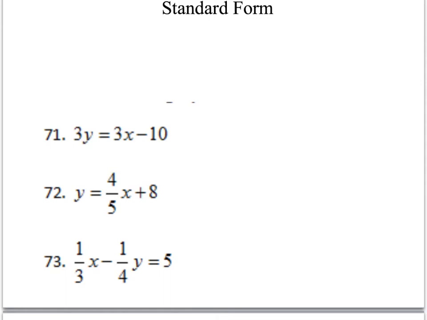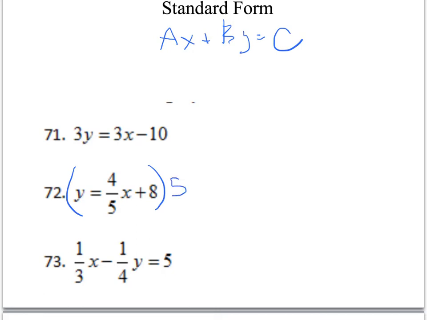Standard form, I gave you a handful of rules. Standard form is given as ax plus by equals c. And the rules I gave you were x and y have to be positive coefficients, and we cannot have fractions. So we'll look at number 72 together. In number 72, we have a fraction, 4/5.